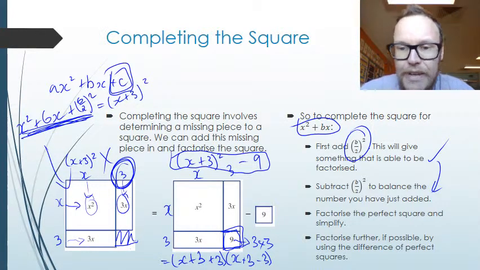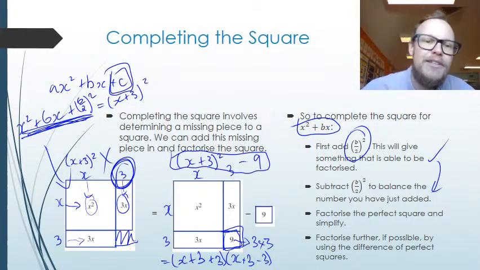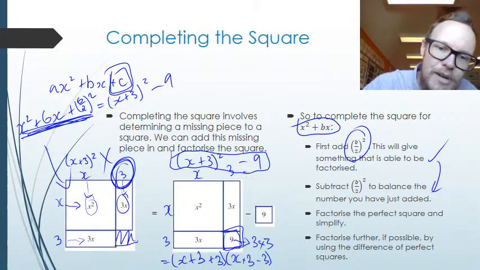And then, if possible, we factorise further by using the difference of perfect squares. So in our case, it was x plus 3 squared minus 9. We've got that minus 9 there.